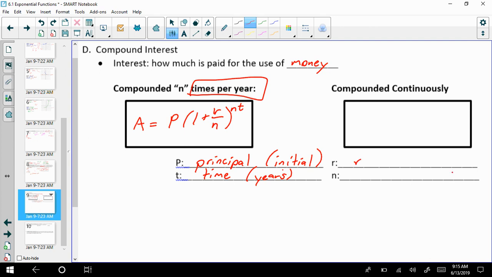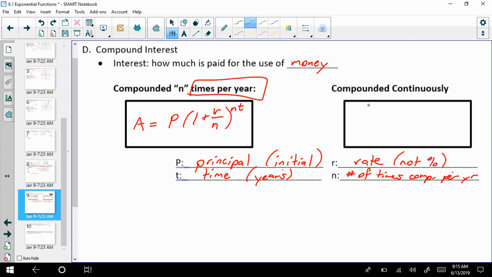R is your rate, your interest rate, and we need to make sure it's not a percent. So if they give it to me as a percent, I need to convert it out of a percent. And then N is the number of times that we are compounding per year. What do I mean by that? Think of it as the number of times that it's going to build on itself in a year.